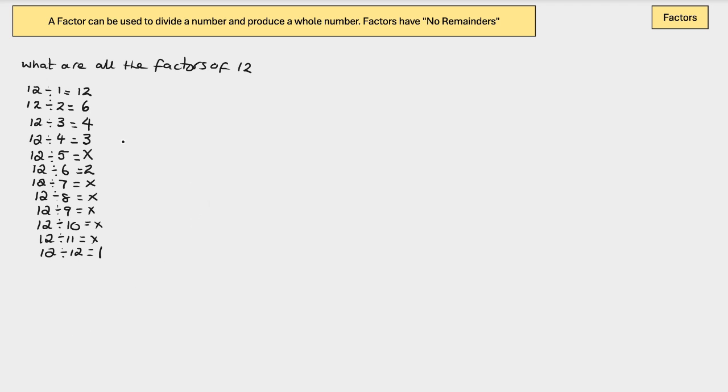So now we know my answer to this question. I would then write it going up in order: 1, 2, 3, 4, 6, and 12. Those are all my factors of 12. Okay? So, a bit long-winded, I know, but you will find easier ways.